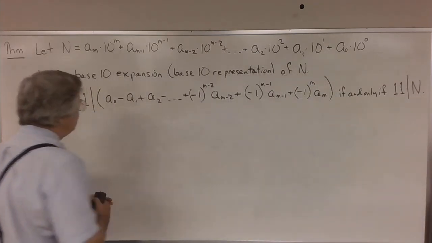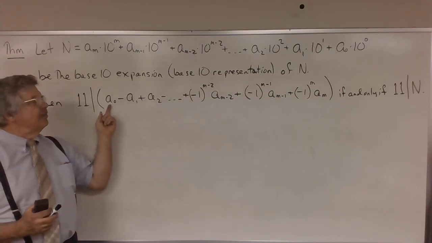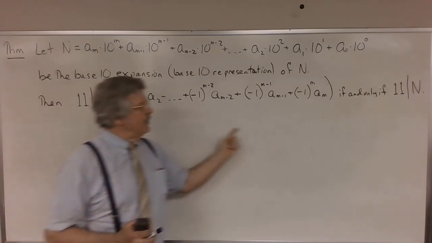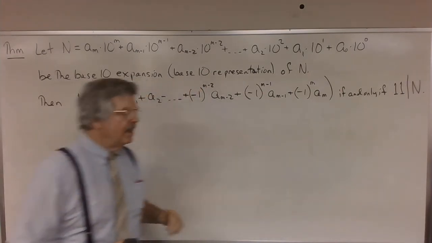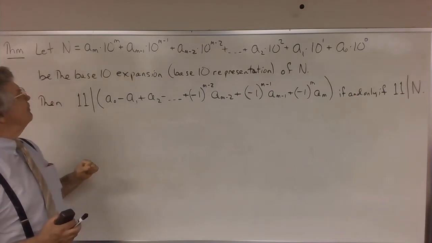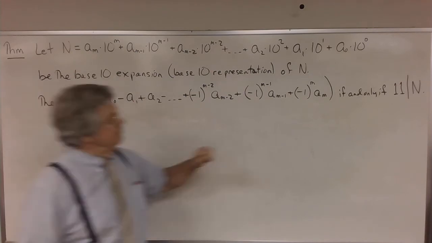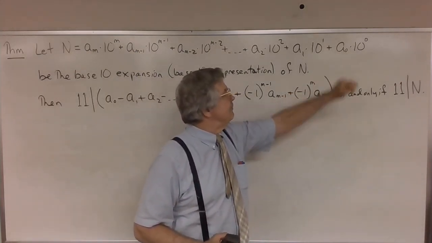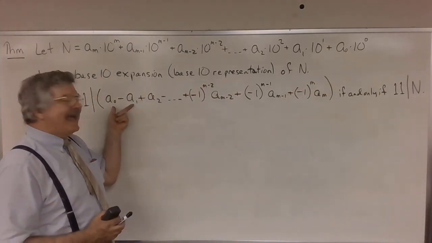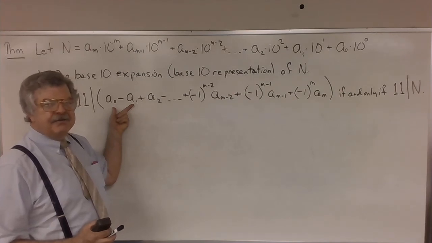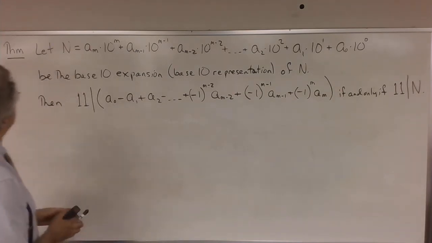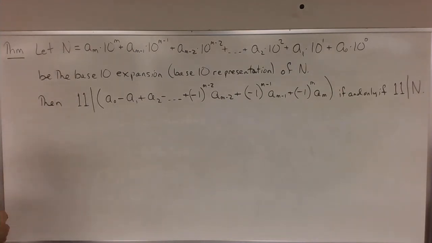So I don't necessarily have to start with the ones digit and work my way to the nth digit. The point is I just have to start either at the nth digit or the 0th digit and just add and subtract the digits alternately. So let's look at an example.